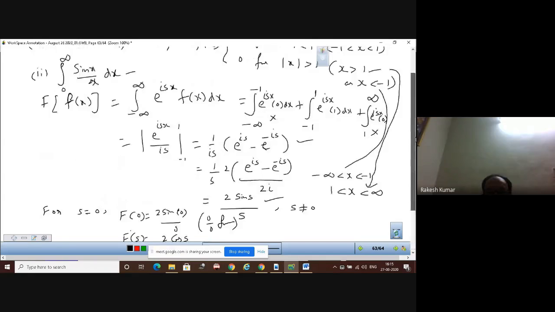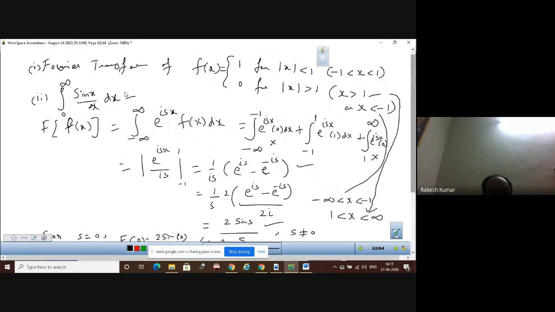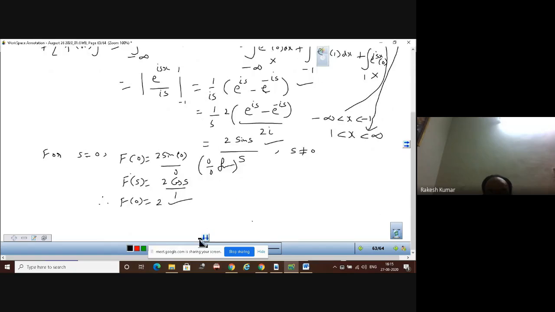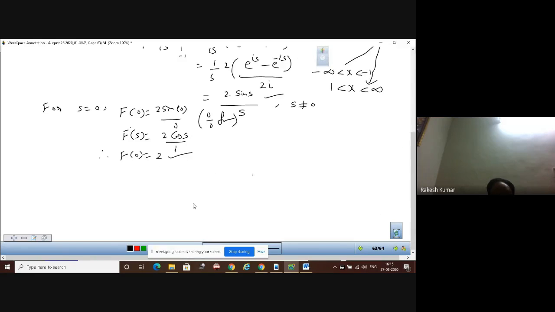This is your f of x. Now we need to evaluate 0 to infinity sin x over x dx. For doing so, let us move further to see how to evaluate the second part. By inverse formula, your inverse formula was f of x is 1 over 2 pi, integral from minus infinity to infinity, f of s e raised to power minus iota sx ds.